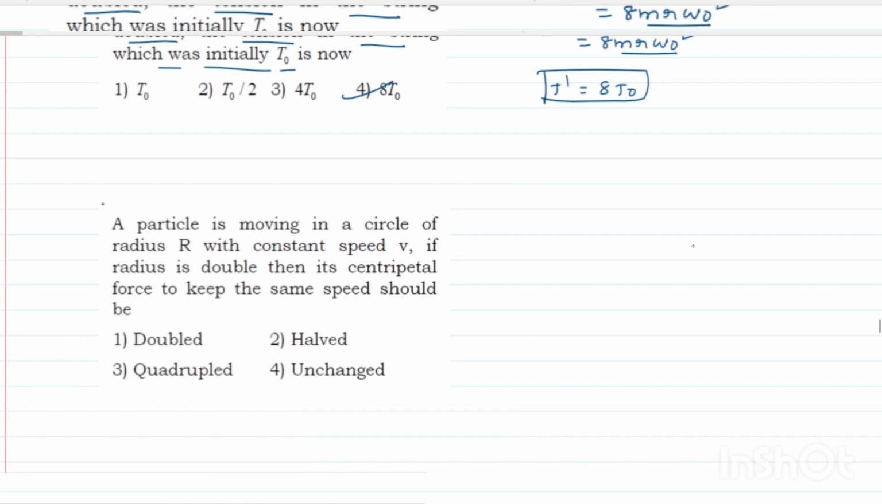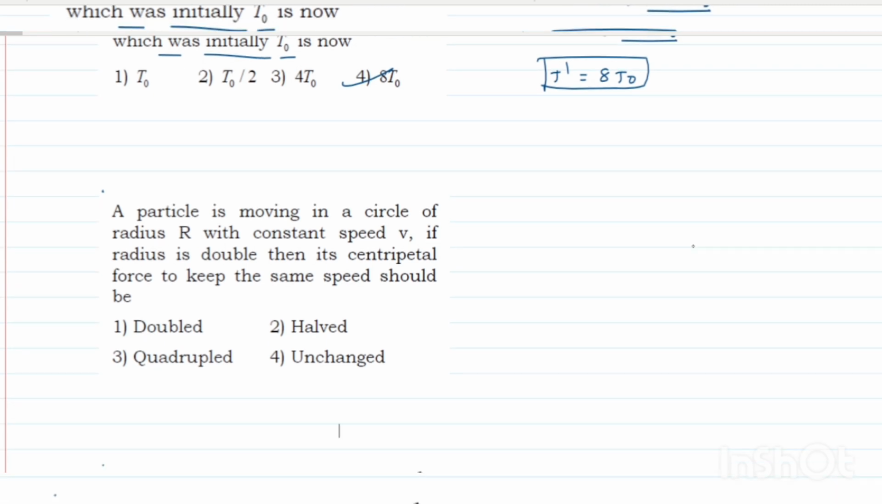Let us see the next question. A particle is moving in a circle of radius r with a constant speed v. If the radius is doubled, then the centripetal force to keep the same speed should be? So here the particle is moving in a circle, so centripetal force is going to be acting, that is m v square by r. Here it is given that the radius is doubled and the speed is the same.